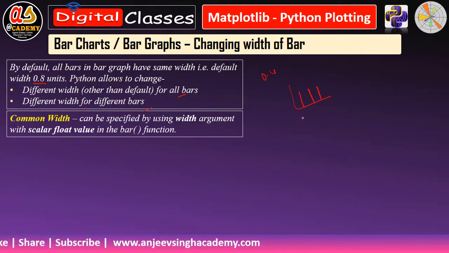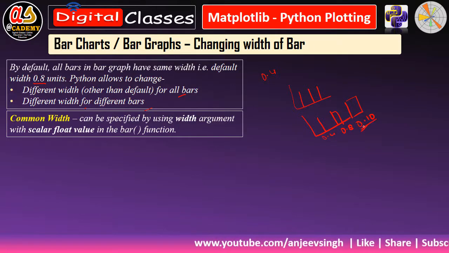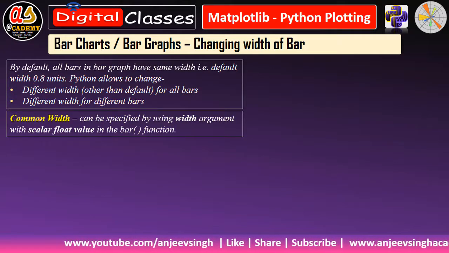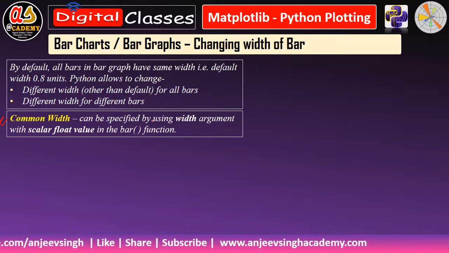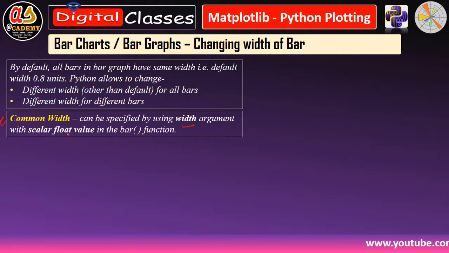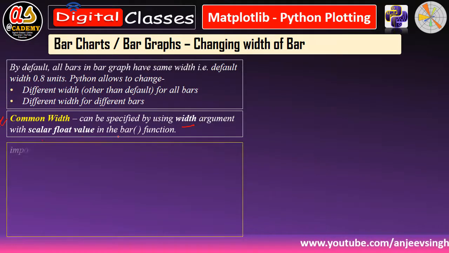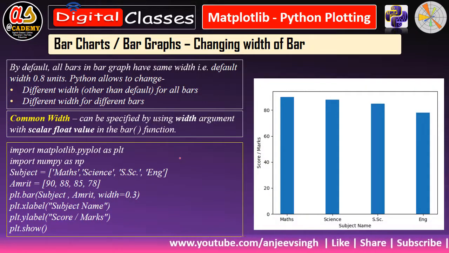Suppose I want something different like this: this is 0.4, this is 0.8, this is 0.1, with different colors and different sizes. That is also possible. So how can you do this? First understand the common width, where I want to specify the same width for everyone. It can be specified by using the width argument, where we provide a scalar float value in the bar function.